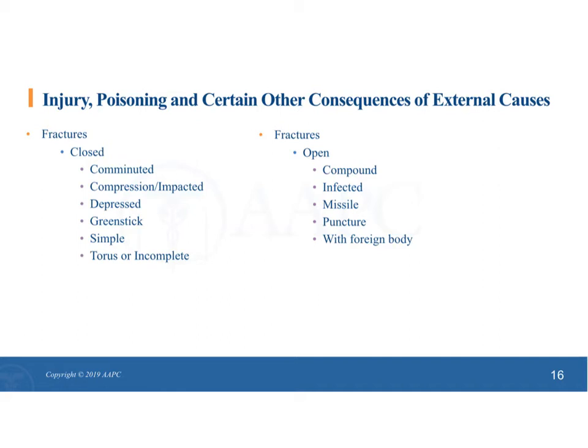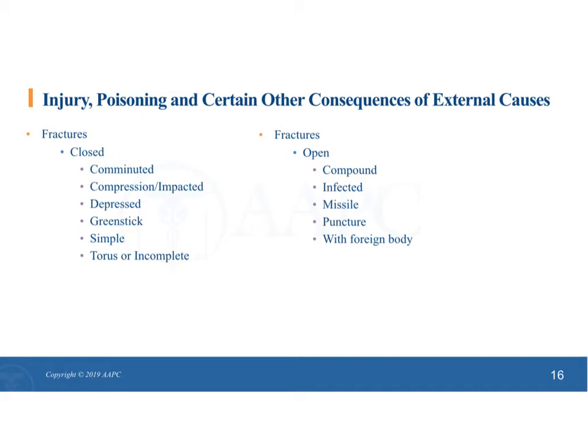Examples of open fractures: this is where the bone breaks in such a way that the bone fragments stick out through the skin, or a wound penetrates down to the broken bone. These types are called compound, or infected, or missile, or puncture, or with foreign body.